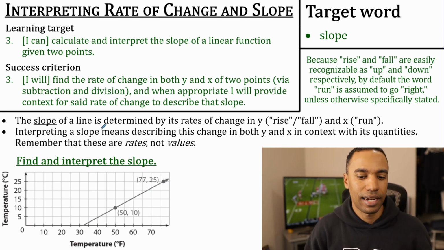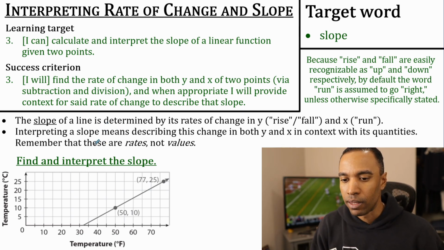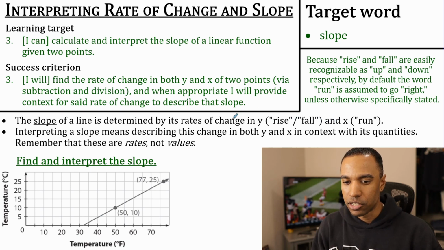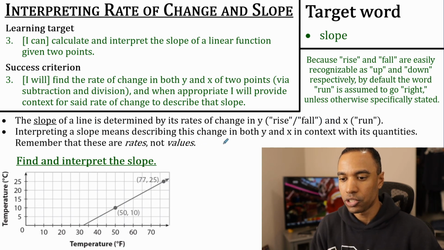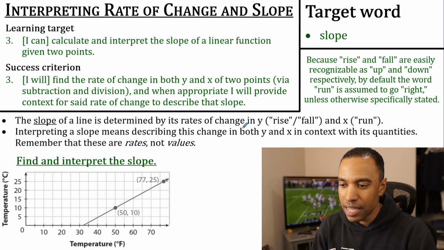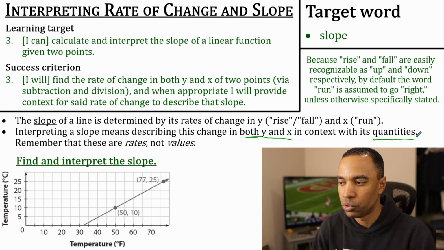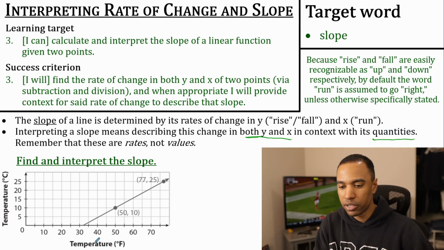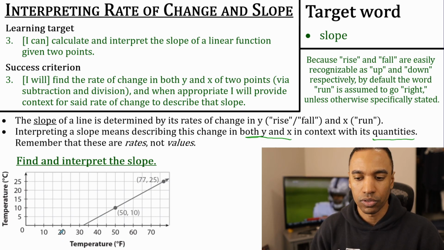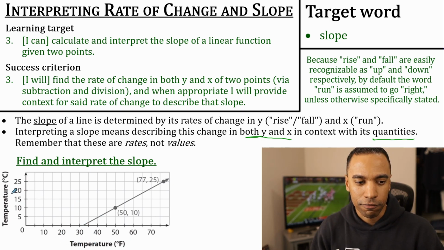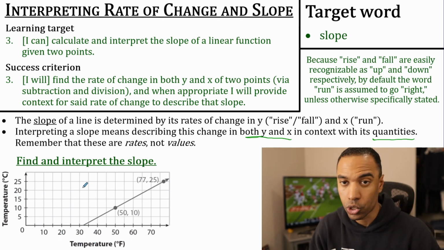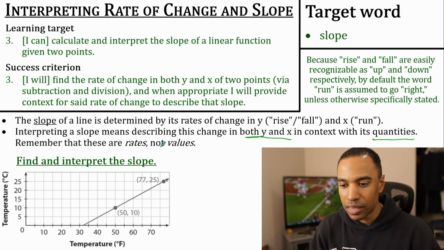The last slide that I have, this is the last thing, y'all. We're almost done. Slope of the line is determined by rise and fall. Interpreting a slope means describing this change in both y and x in context with its quantity. So just like the intercepts, the numbers here on the graph absolutely matter. All right, we got to find the slope. We got to interpret the slope of this graph right here.